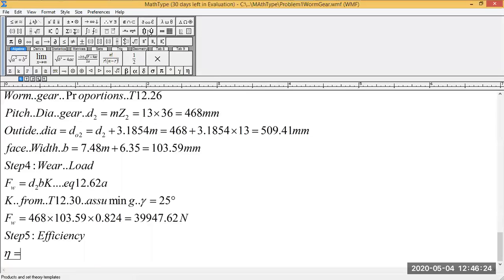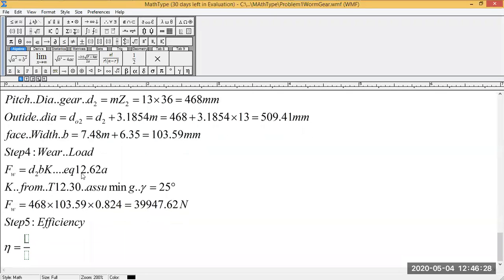So efficiency eta equals tan of gamma, inside bracket, we have 1 minus mu tan gamma, over mu plus tan gamma. So let's go back to the PPT.